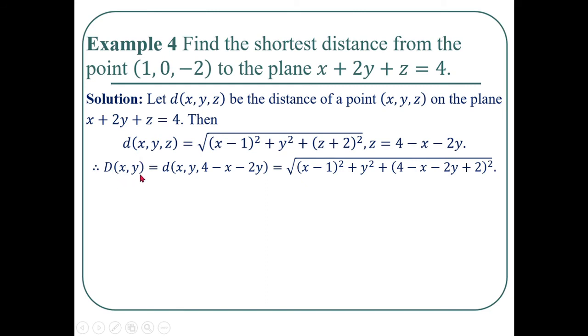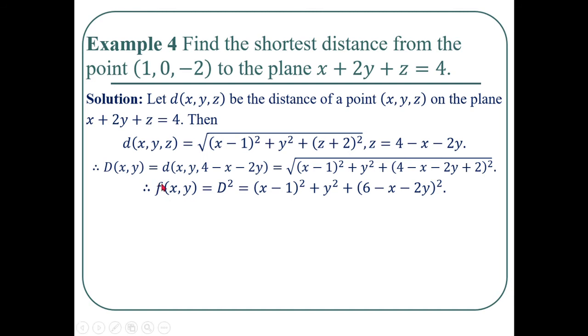So d of (x, y), this d doesn't mean discriminant. This d is a distance function. d of (x, y) is equal to d of (x, y, z) where you replace z by 4 minus x minus 2y. It is equal to under root of (x minus 1) squared plus y squared plus, again replacing z by 4 minus x minus 2y, plus 2 whole squared. Now you have to take squares on both sides and denote that d squared by f of (x, y). This is the function you have to minimize.